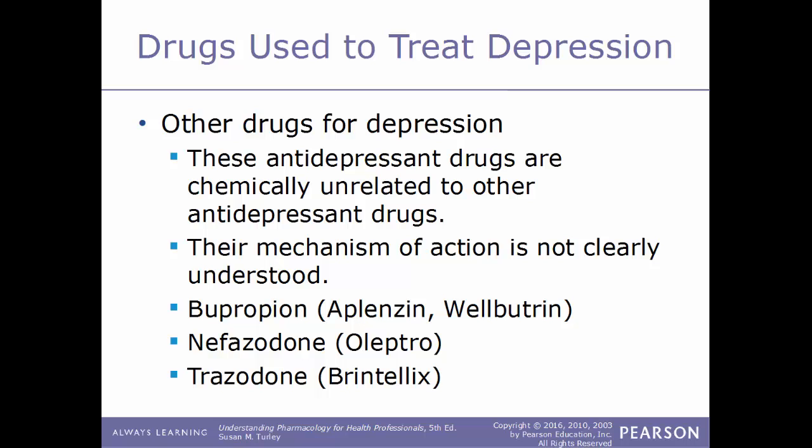See, some other drugs are used for depression. Now, these antidepressant drugs are chemically unrelated to other antidepressant drugs, and their mechanism of action is not clearly understood. Some examples of this type of drug would be bupropion, also known by the names Wellbutrin, Aplenzin; nefazodone, also known by the trade name Oleptro; trazodone, also known by the trade name Brintellix.